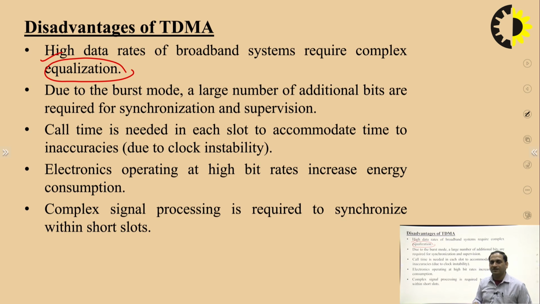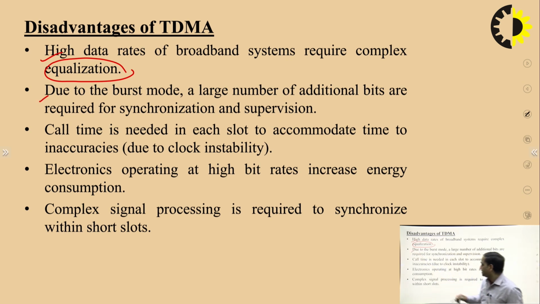So we have different equalizers, like the adaptive equalizer and decision feedback equalizers. We have various equalization techniques to mitigate the ISI, but in that case the equalization requires more complex circuitry. So this is one of the disadvantages.